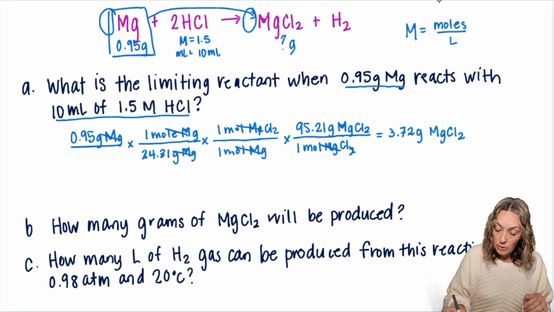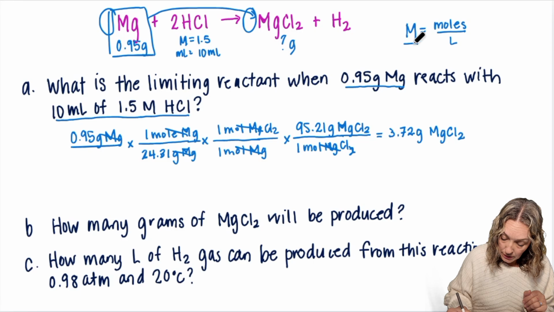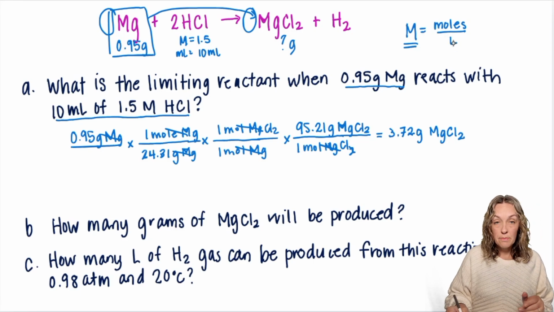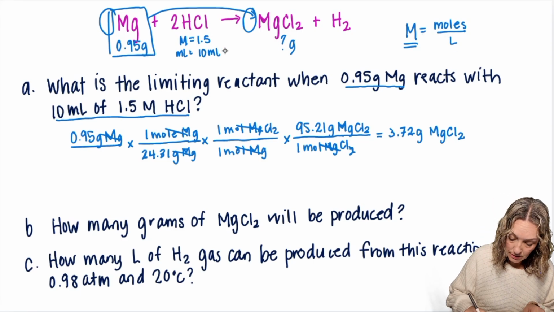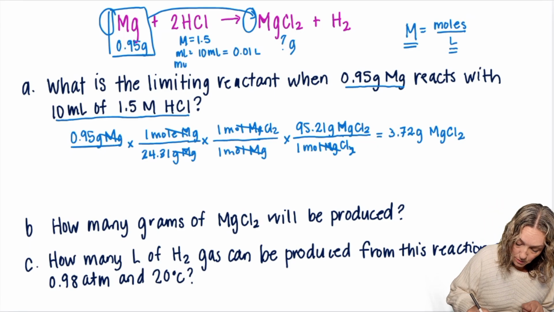Remember that my equation molarity equals moles over liters is going to be helpful here. I have my molarity. I don't have liters, but I can easily convert my milliliters into liters by dividing by 1,000. That gives me 0.01 liters. Now I have liters and I have molarity, which means that I can solve for my moles.